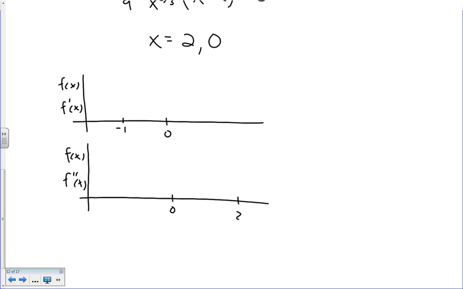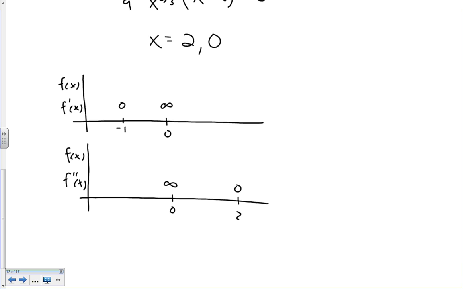For f prime, this was equal to 0 at -1, and the second derivative was equal to 0 at 2. And in both cases, we are undefined at the 0. So again, I'll use infinity there. If you want to put UND or something like that for undefined, that's fine as well. But as long as we understand it's undefined there, it doesn't matter for us whether we write it this way or write it as undefined.